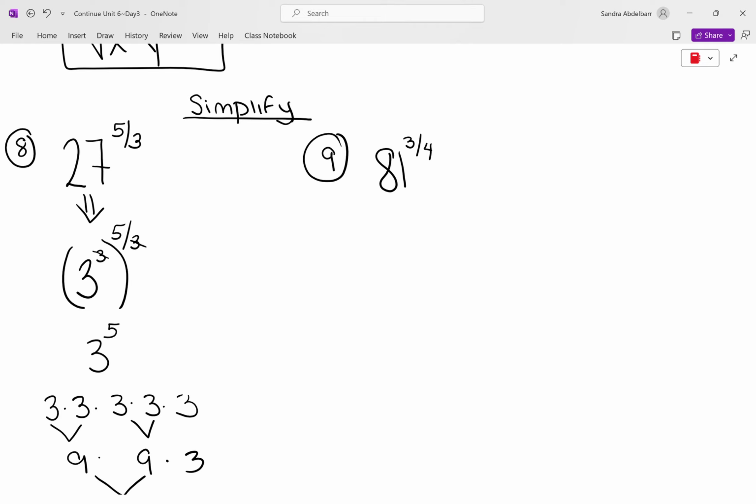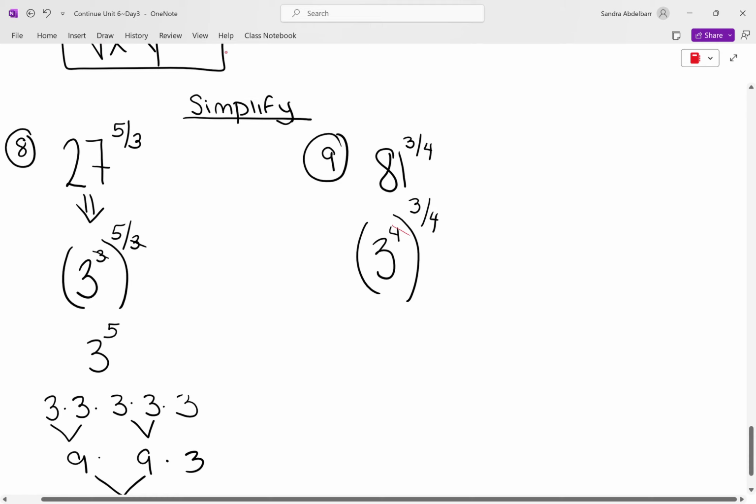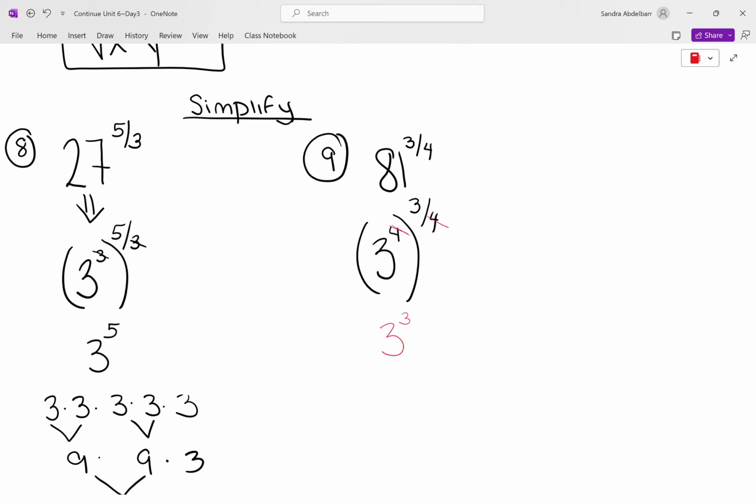Good. Something raised to the 4th power. Why do I want something raised to the 4th power? So this denominator will cancel. That's why. So we know 3 to the 4th power is 81. So now I have 3 to the 4th power raised to the 3/4 power. And then what happens with the 4s? They cancel. So now I'm just left with 3 to the 3rd power, which is going to be 27.